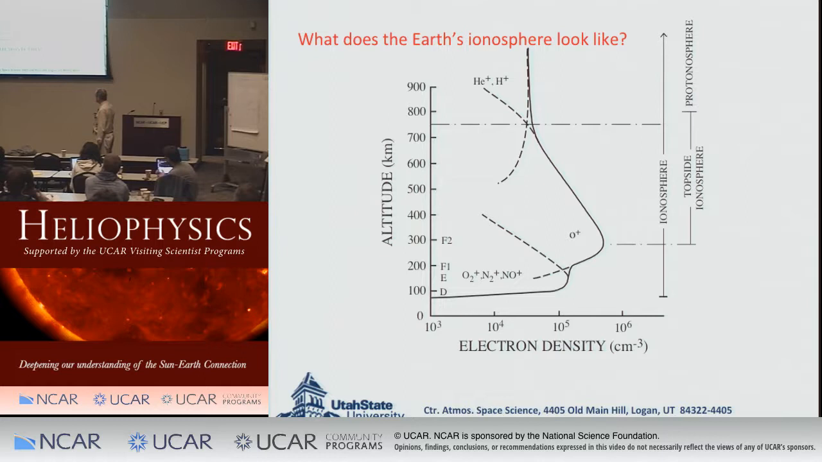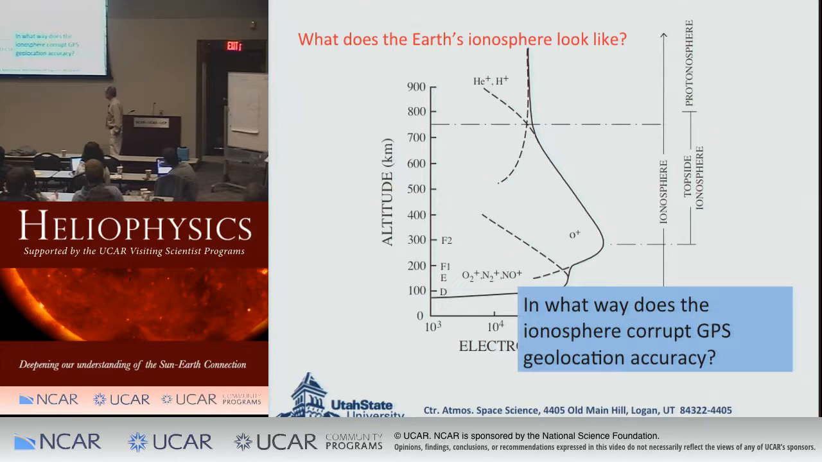As you go higher up, the O-plus ion is the dominant ion, and it forms, how many of you can see a chin, a nose, and a forehead? Okay. Where does the brain lie? The brain lies up in the magnetosphere, I hate to say. Okay, so this is what you have to remember. Here's your nose, and I have a question for you. In what way does the ionosphere corrupt GPS geolocation accuracy? How many of you are slightly familiar with the technology? Does someone want to, sir?